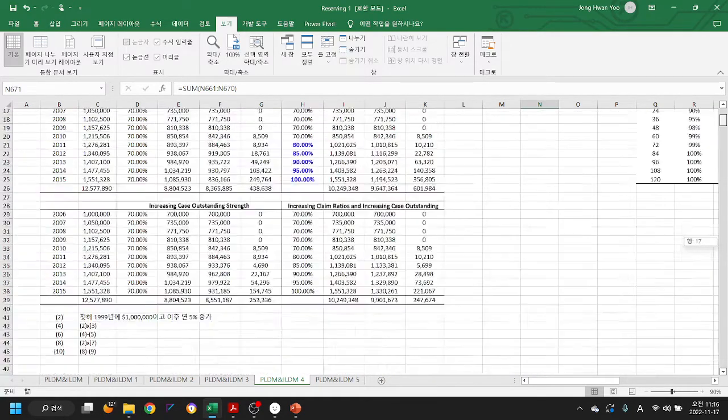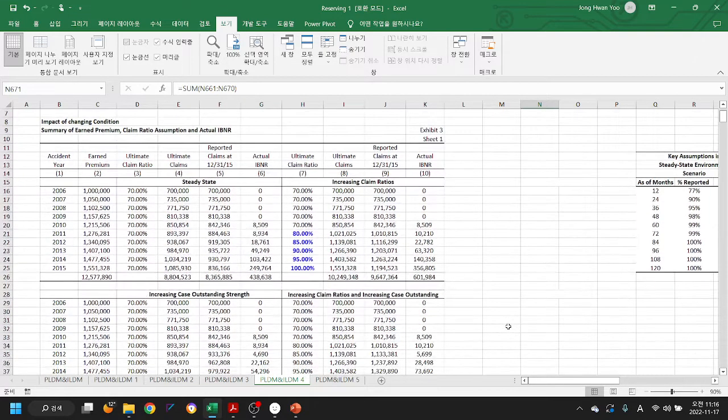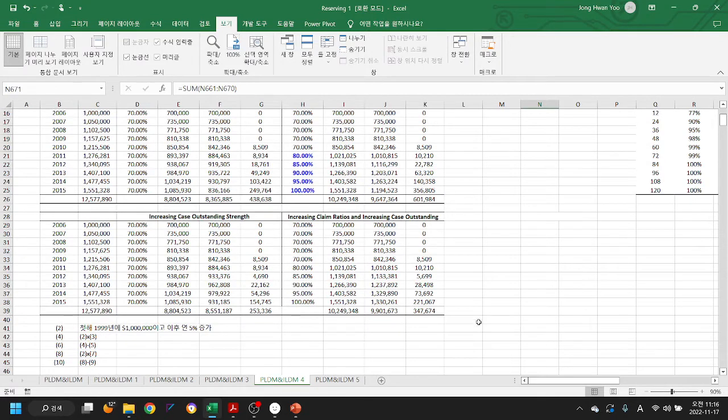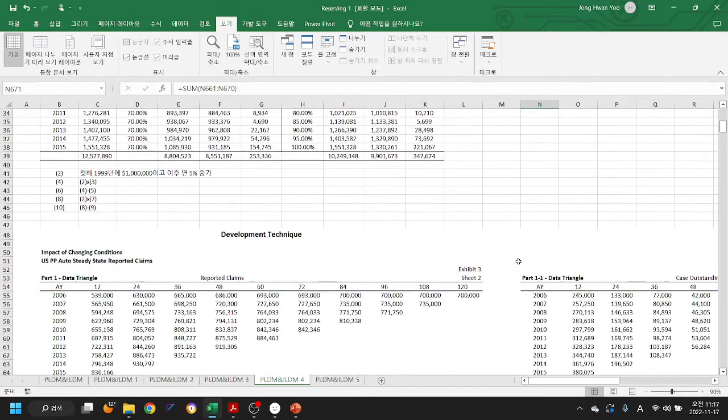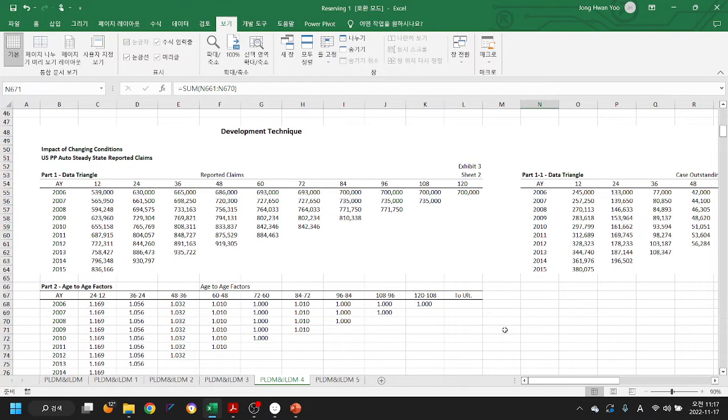And this is a very simple, fundamental example, but I would encourage you guys, because I'm going to give you an answer spreadsheet and a blank spreadsheet, to have a look at it. Once you understand it, it's going to be very easy for you to create a paid loss triangle and reported loss triangle accordingly.